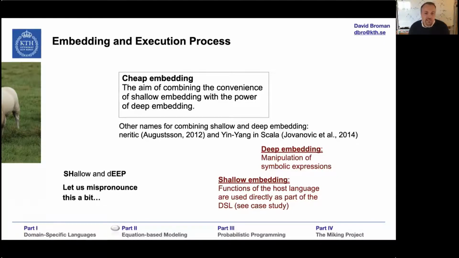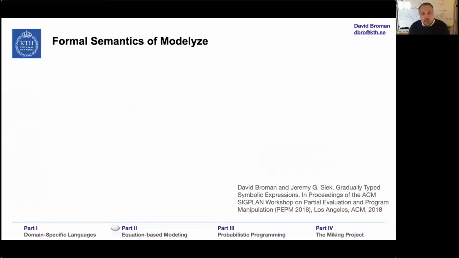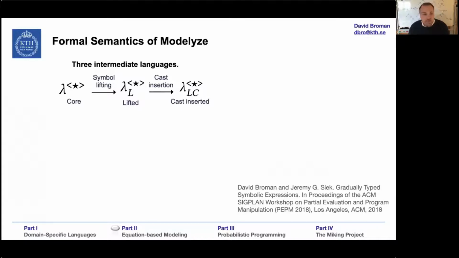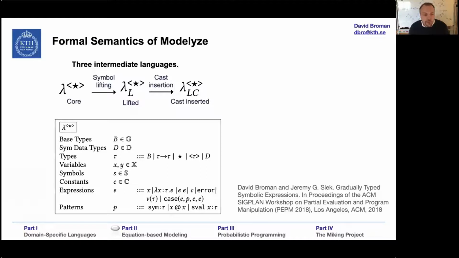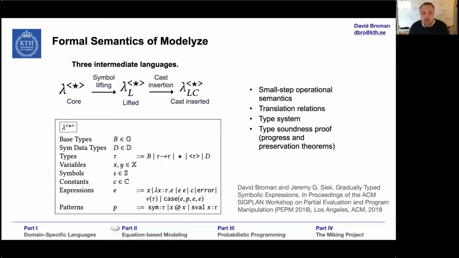Okay, and that these things can have many different names, of course, in the literature. So in this case, we have defined formal semantics. I will not go into that. And it's based on a gradually typed lambda calculus. And for those of you who are interested in languages, it's a small step operational semantics. There is a type system and a type soundness proof of this. And this work is done together with Jeremy Siek, who was at Boulder and is now at Bloomington.